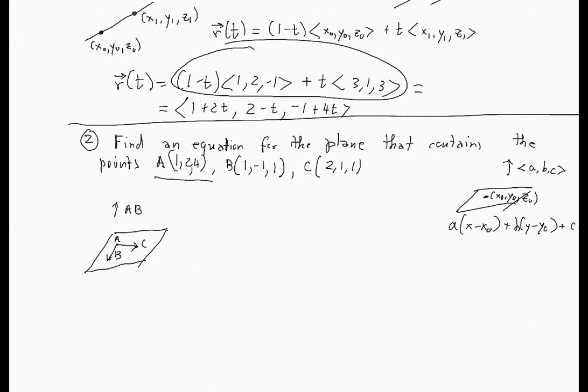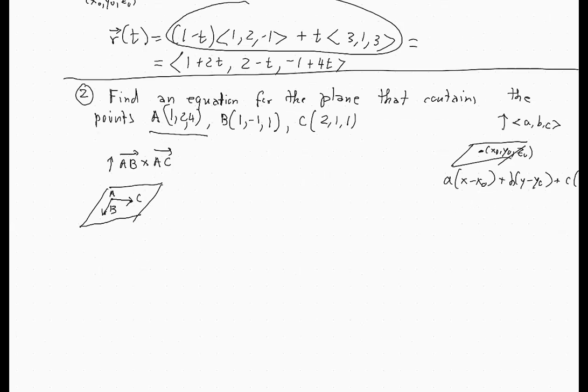So let's do that. Okay, so what is AB cross AC? We need to find the vectors first. And how do we find the vectors? We take the differences between the coordinates of the ending point and the starting point. So for AB, for example, it's going to be 1 minus 1, that's also known as 0. Negative 1 minus 2, that's negative 3. And 1 minus 4, that's also negative 3. And how about AC?